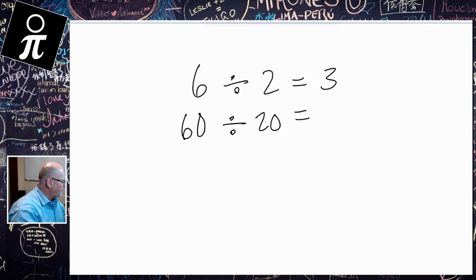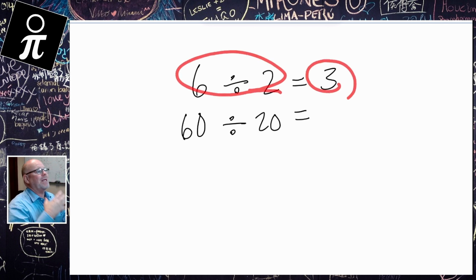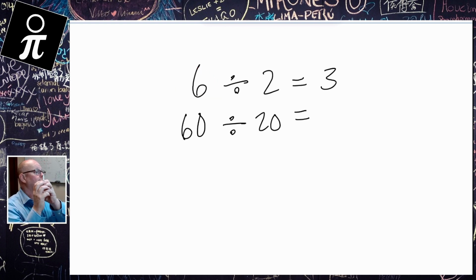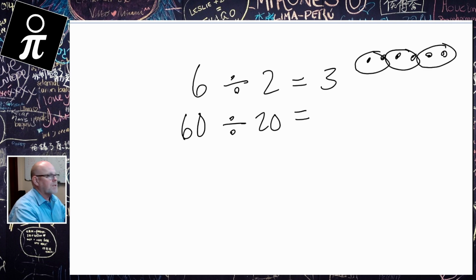For example, we know that 6 divided by 2 is equal to 3 because 2 times 3 is 6. Or maybe if we take 6 dots, 1, 2, 3, 4, 5, 6, and put them into groups of 2, we can see that the answer is 3. So when students see 60 divided by 20 and they say it's 30, we'll let them figure it out, and eventually they will discover that, lo and behold, 60 divided by 20 is 3.